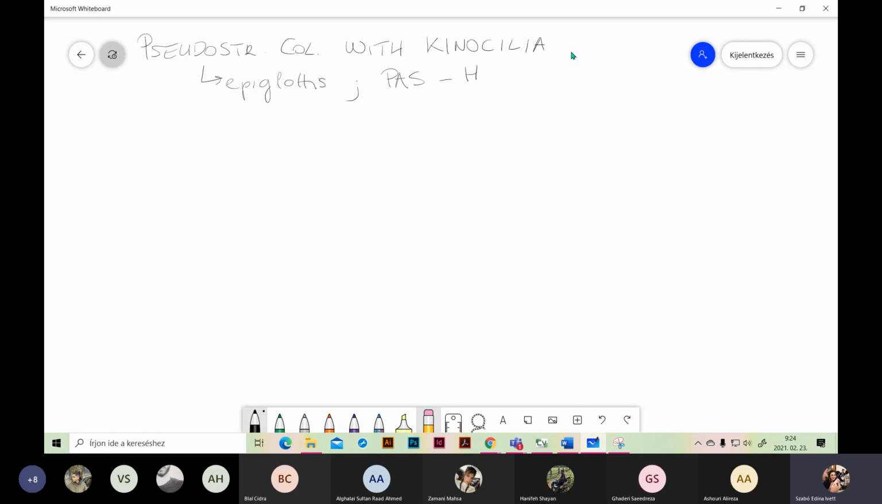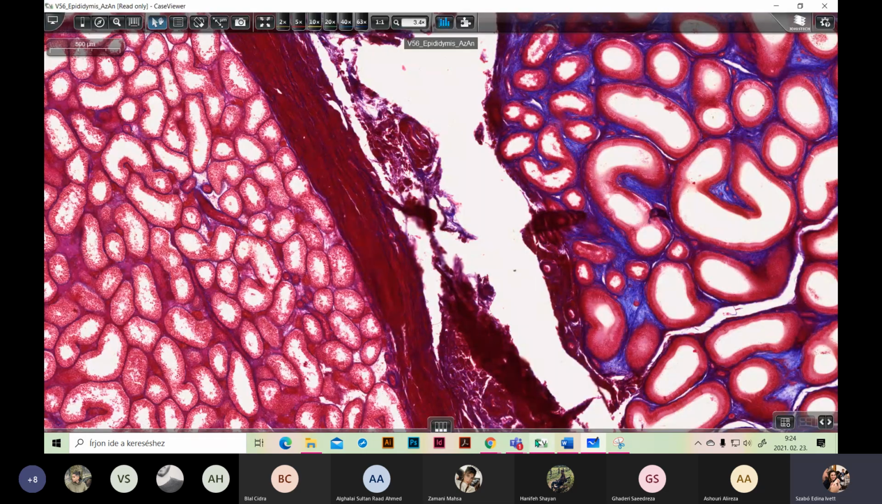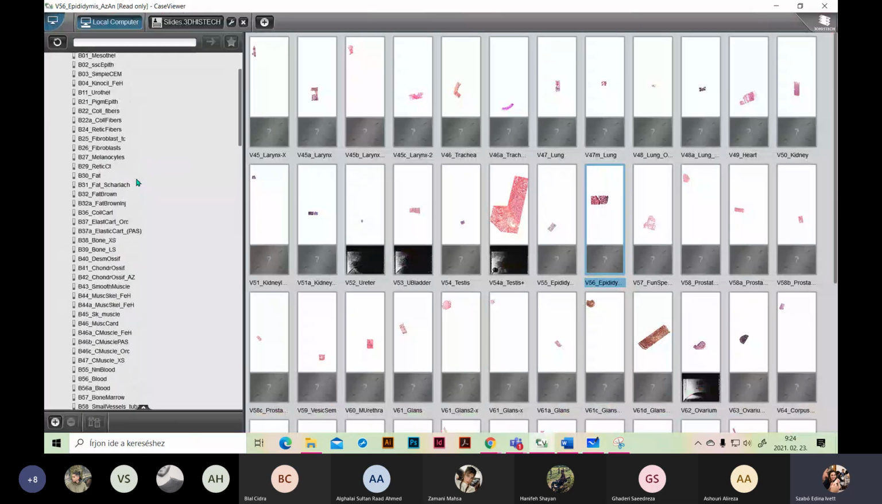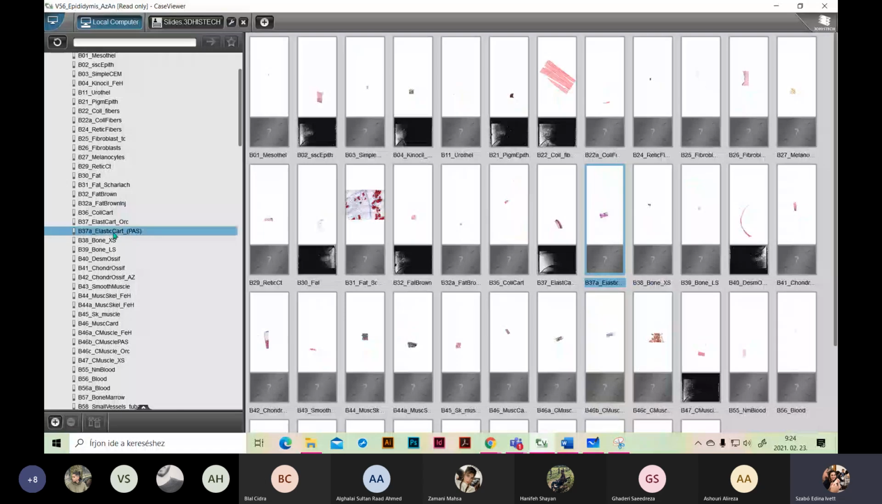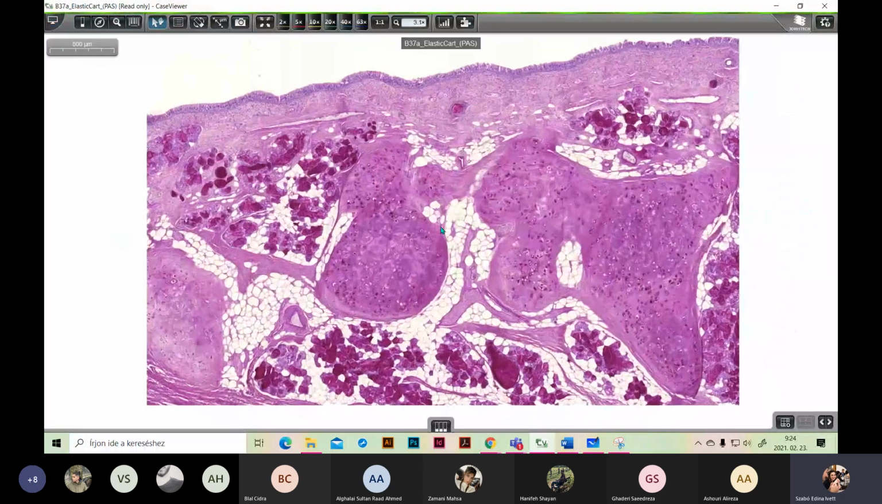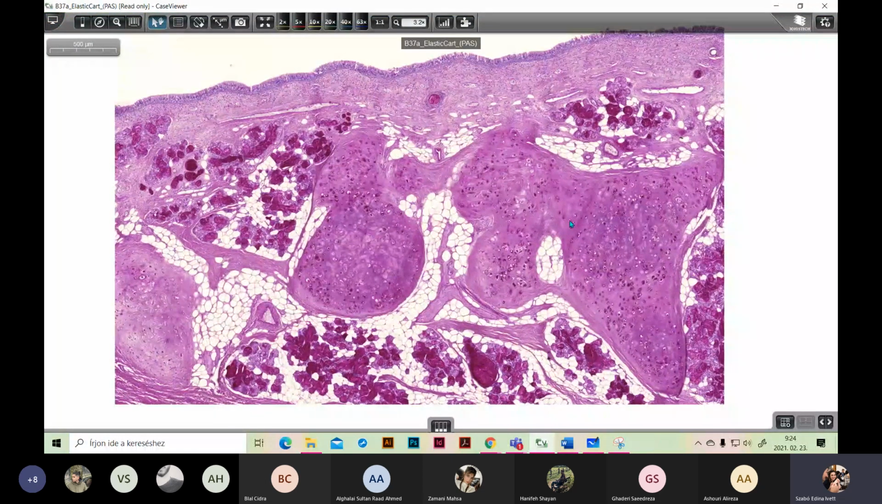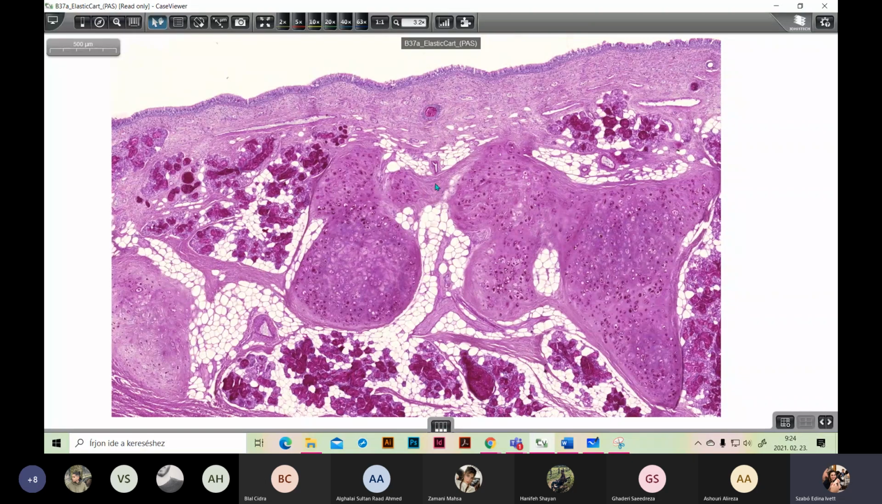You will see several types of tissue in this slide. Here you see this slide with several tissues. So the first task is to find the side where we have epithelium. This is the side where we have epithelium. And first we will describe the epithelium.